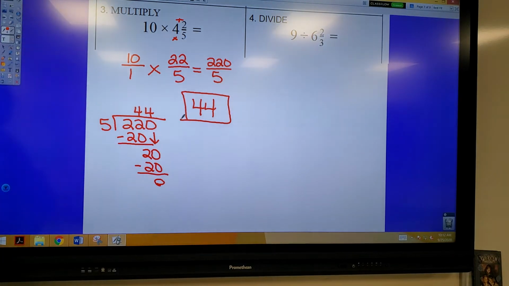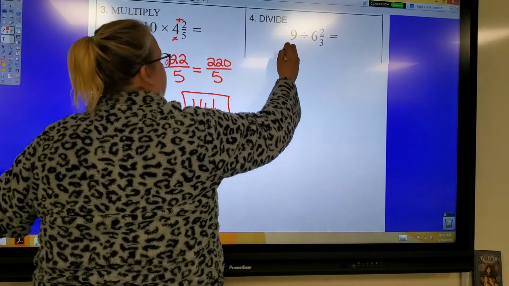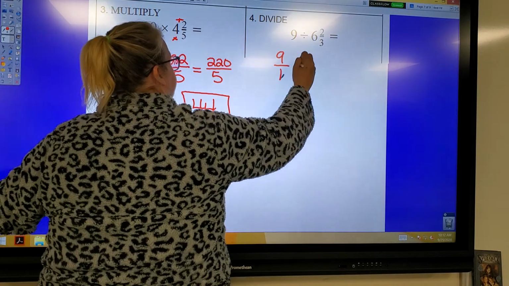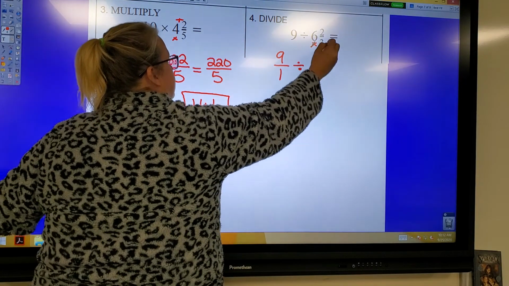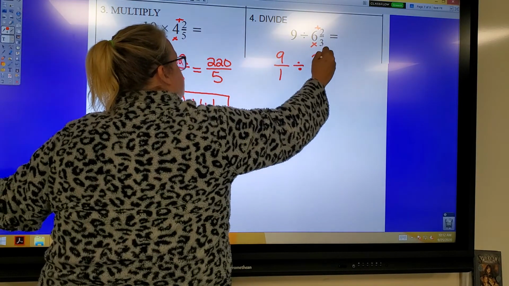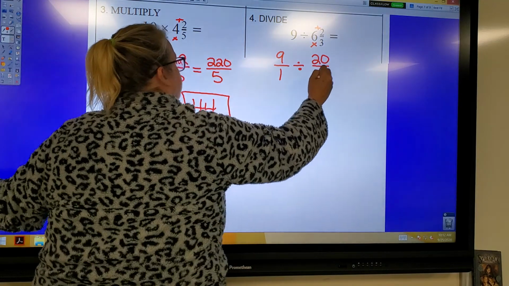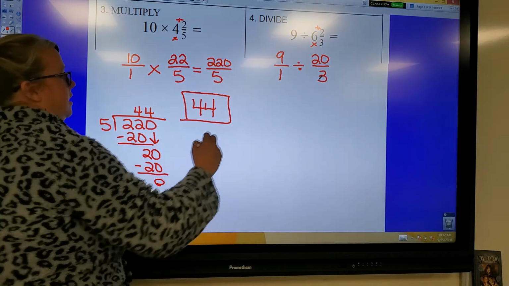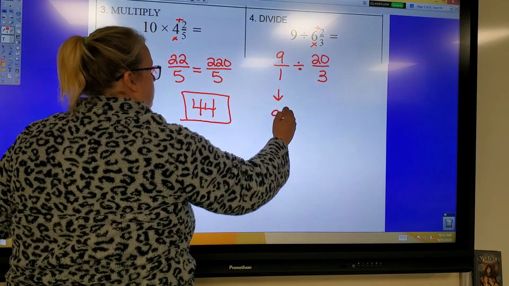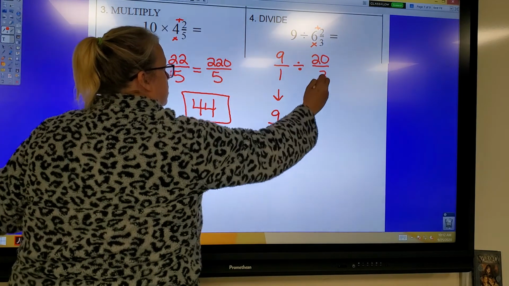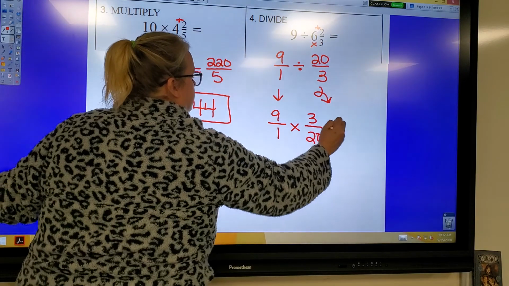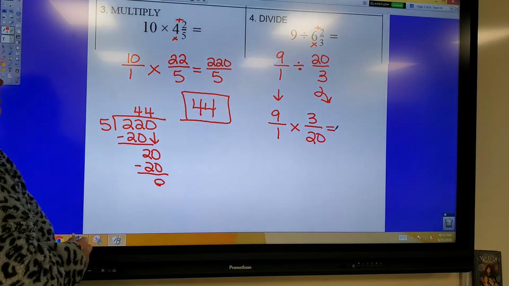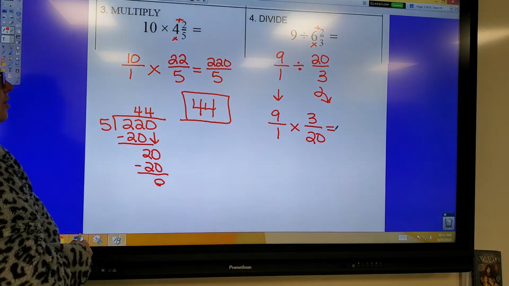And moving on to number 4, again, first write these in fraction form. It's going to be 9 over 1 divided by 3 times 6 is 18, plus 2 is 20 over 3. Next, same, change, flip. So now my problem is 9 over 1 times 3 over 20.